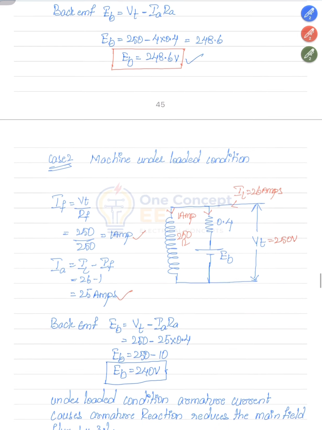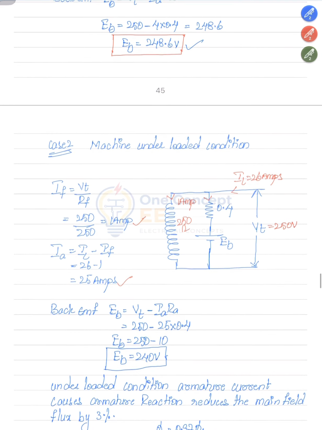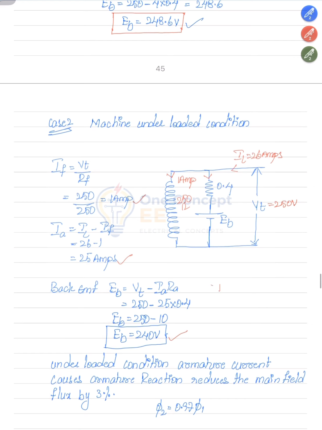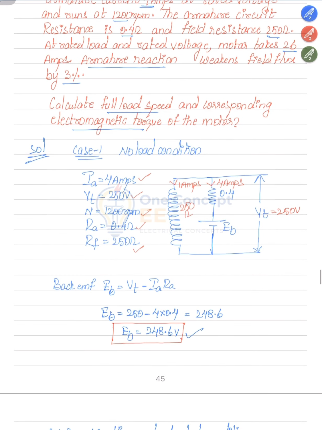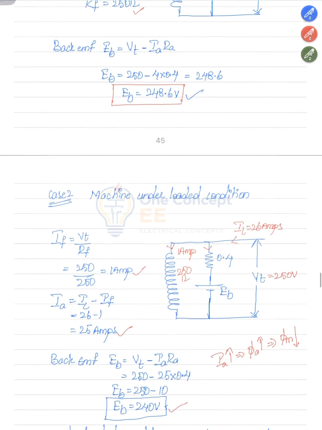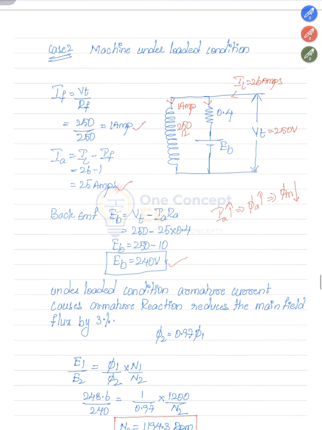By this, under load condition, the back EMF Eb equals Vt minus Ia Ra. Under load condition, the back EMF is 240 volts. Here we already know when the load current, means the armature current, increases, it will produce an armature flux. This armature flux will demagnetize the main field flux, means it will reduce the main field flux. It is already given in the question: the armature reaction weakens the main field flux by 3%. Means it will reduce by a factor of 3%.